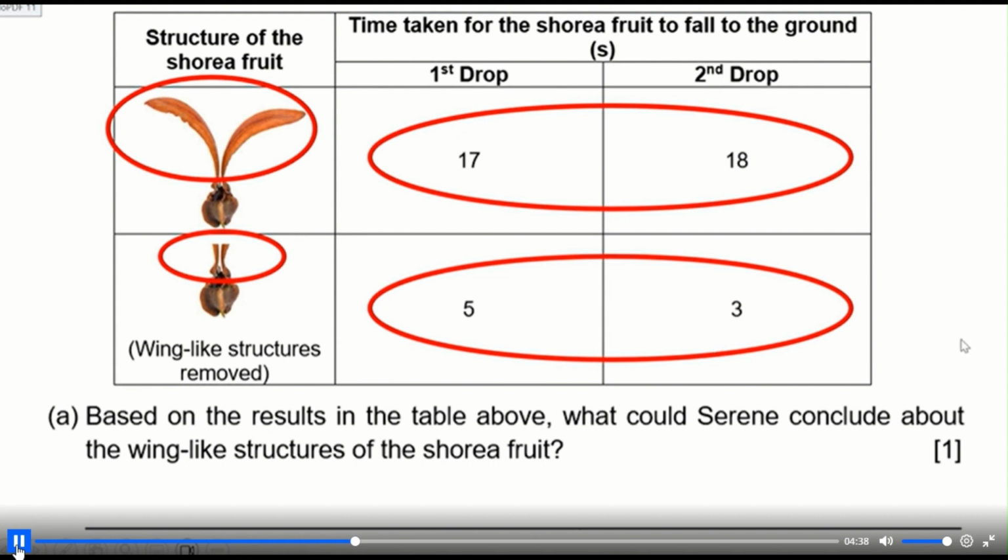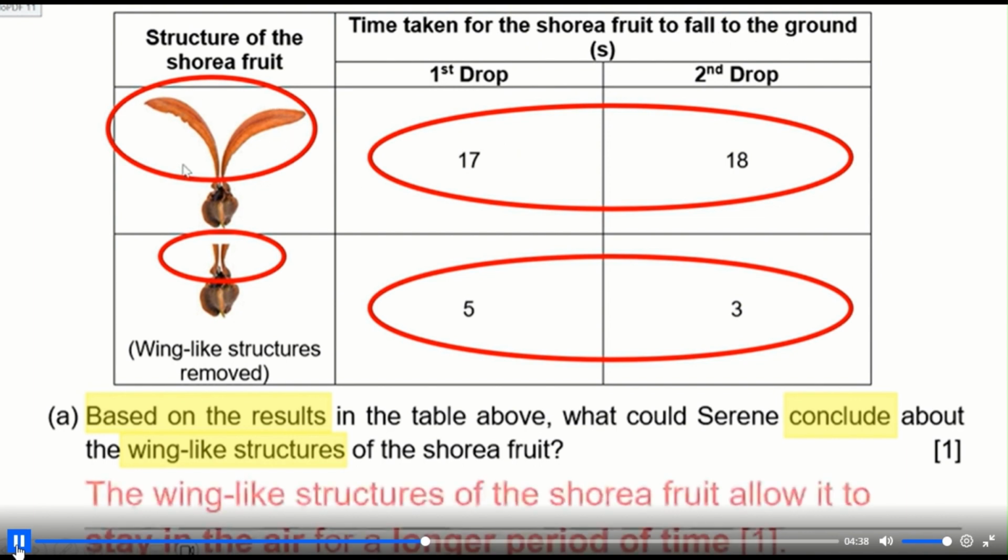So for part A, they ask, based on the results, so we must look at the data to derive a conclusion. Based on the results in the table above, what could Serene conclude about the wing-like structures of the shora fruit? So with or without wing-like structures, how does it affect the time taken for the shora fruit to fall to the ground? So with the wing-like structures, the shora fruit will take a longer time to fall to the ground, meaning that with the wing-like structures, it allows the shora fruit to stay in the air for a longer period of time.